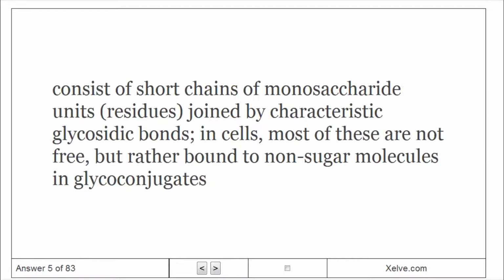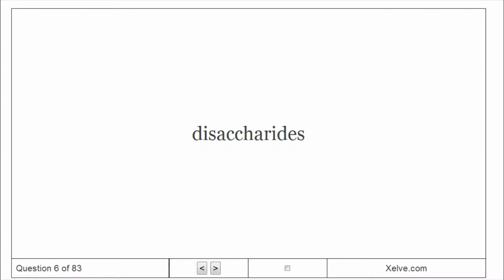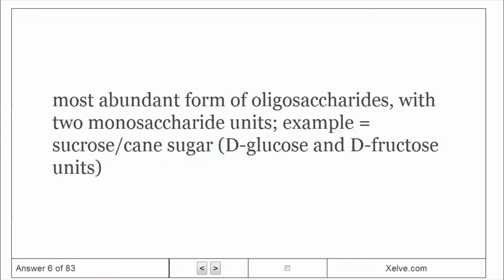Oligosaccharides. They consist of short chains of monosaccharide units, or residues, joined by characteristic glycosidic bonds. In cells, most of these are not free, but rather bound to non-sugar molecules. Disaccharides are the most abundant form of oligosaccharides, with 2 monosaccharide units. Example: sucrose, cane sugar, made of D-glucose and D-fructose units.